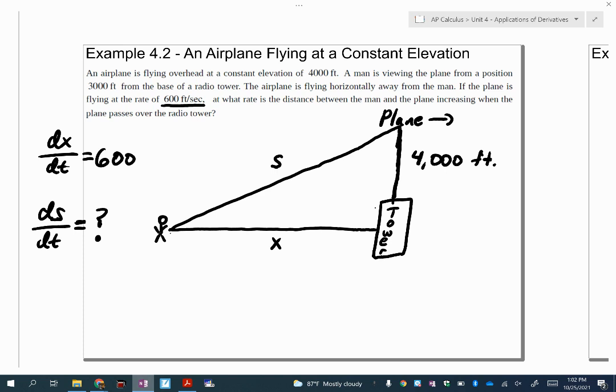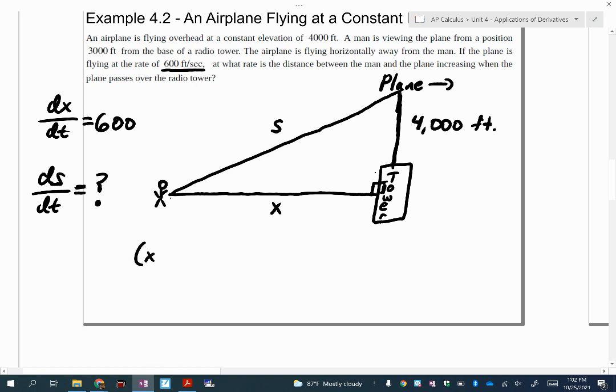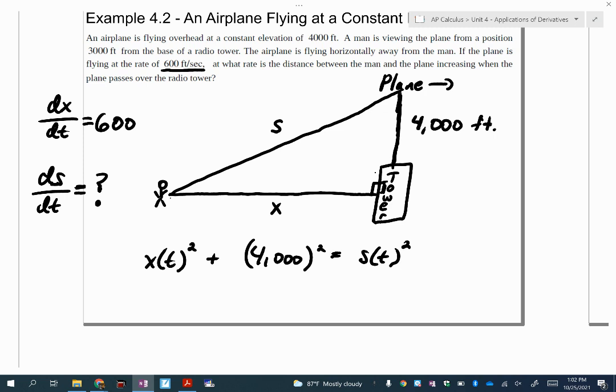So the first thing I'm going to do is write an equation that relates all these things together. So this is creating a right triangle, if you will, right? It does create a right triangle. So I'm going to use the Pythagorean theorem to write all this stuff related to each other. So we have x of t squared, plus 4,000 squared equals s of t squared. All right, so that's using the Pythagorean theorem. And then what I want to do is differentiate this, all right, because ultimately I'm going to use that to then solve for my unknown.